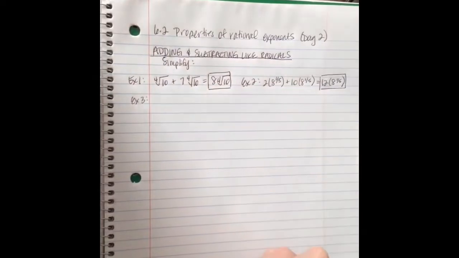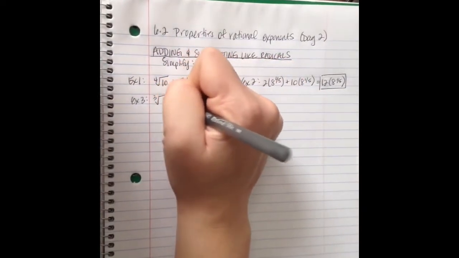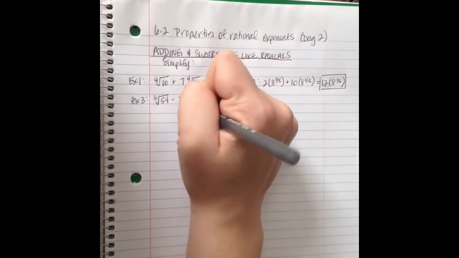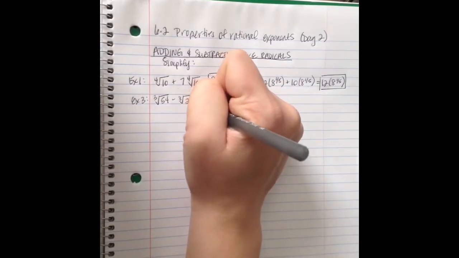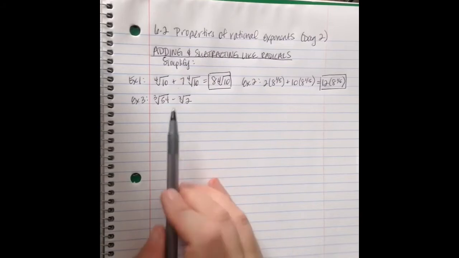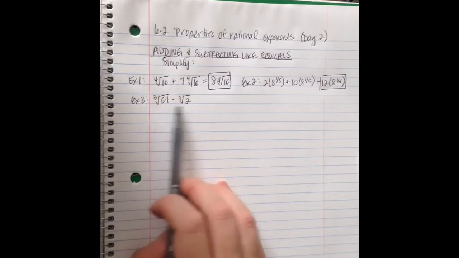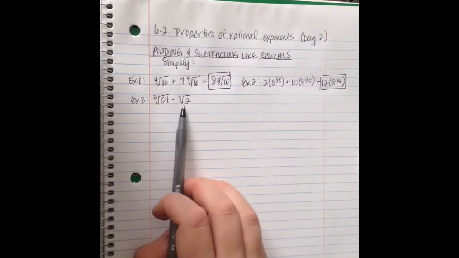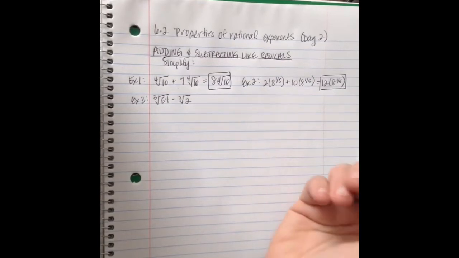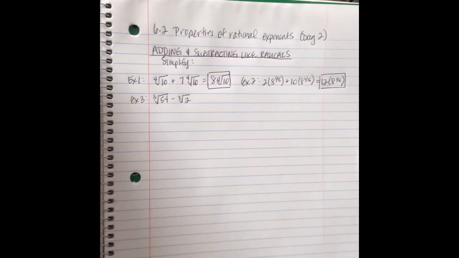Example 3. We've got the 3rd root of 54 minus the 3rd or cube root of 2. So again, remember I said these have to be exactly the same for us to be able to add or subtract them. These cube roots are not the same. We have the cube root of 54 and the cube root of 2. They are not the same. We cannot subtract them. What we can do is try to break 54 down. The cube root of 54 can be simplified.